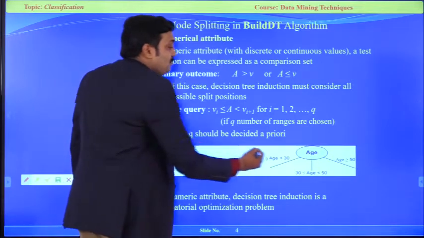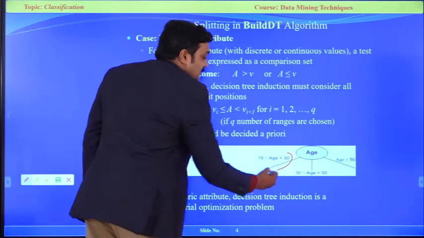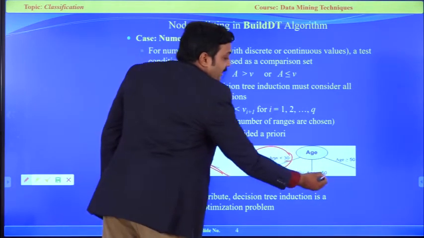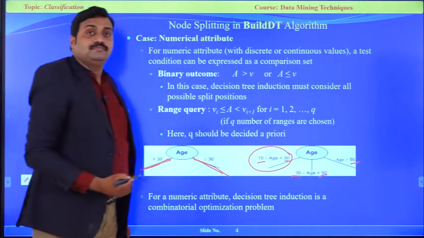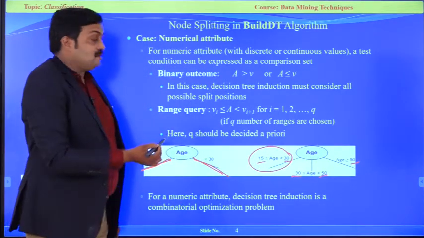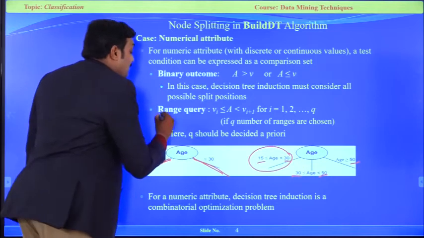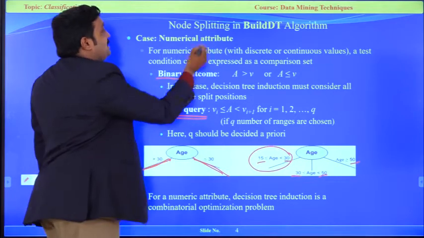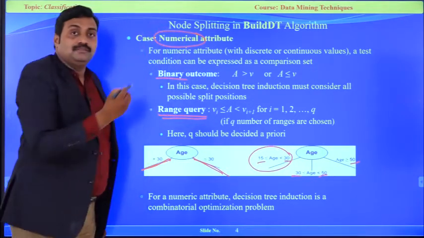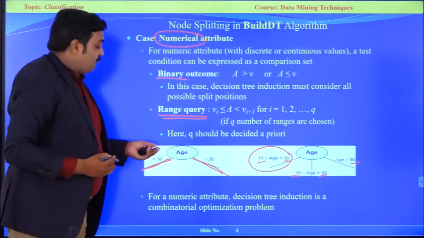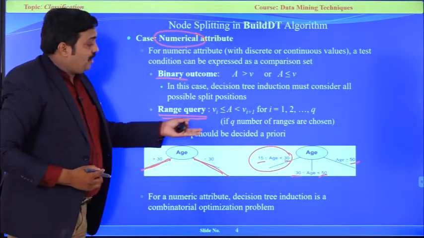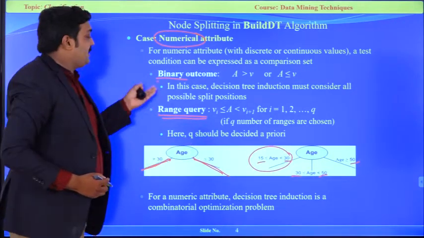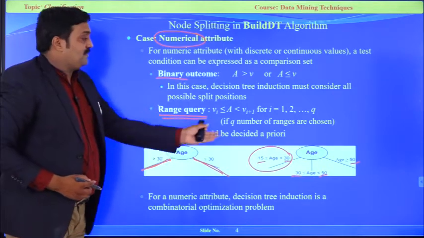Otherwise I can go with a multi-way split by range: age between 15 and 30, 30 to 50, above 50. So based on the data we go with either binary or range whenever it is numerical data. In numerical data I can go with binary splitting or multi-way split as per the need, and whenever it is a multi-way split I go with the range query. Based on the condition we split the data.